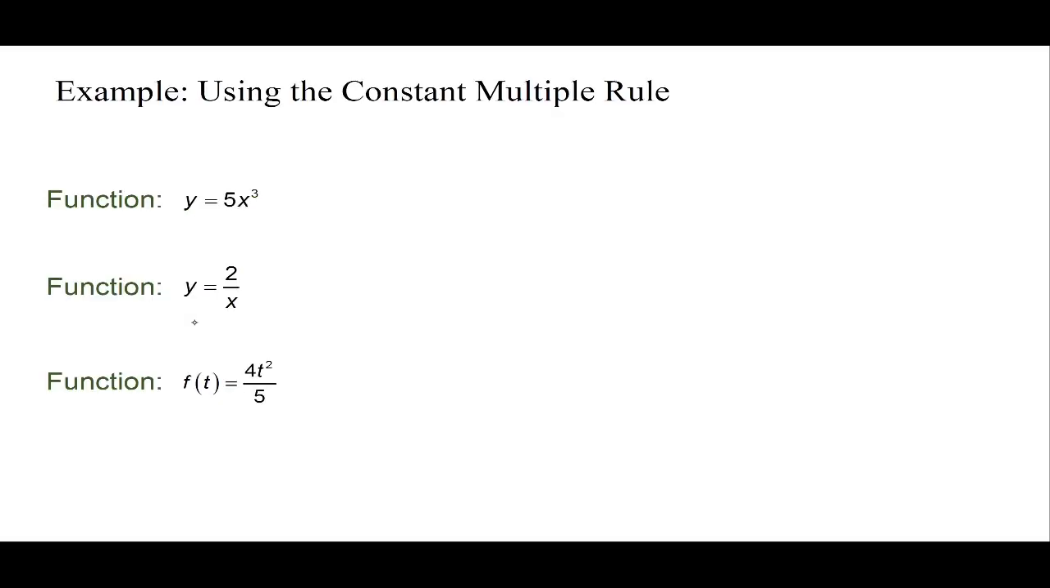Some of the examples. In the first example here, you are multiplying 5 times x cubed. The second example is 2 times x to the power -1. And the third one is 4 over 5 t squared. So we are multiplying all these functions by some constant. So finding the derivative of this function is actually finding the derivative of the function times this constant.